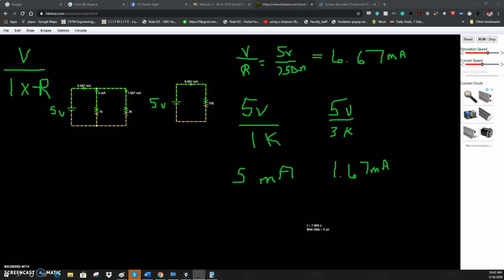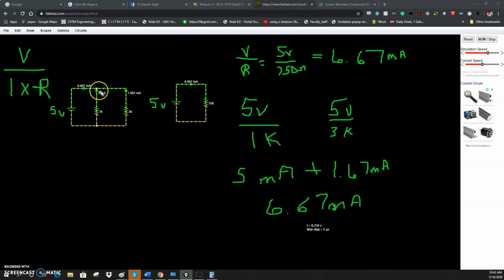We can add these two together, and we would have total current 5 milliamps plus 1.67. Never hurts to use the calculator, but I can do this in my head. 1, because I can cheat and look up there, and 2, just because 5 plus 1.67 equals 6.67 milliamps. So that is a simple parallel circuit solved down to its equivalent circuit and proving Ohm's law both ways.